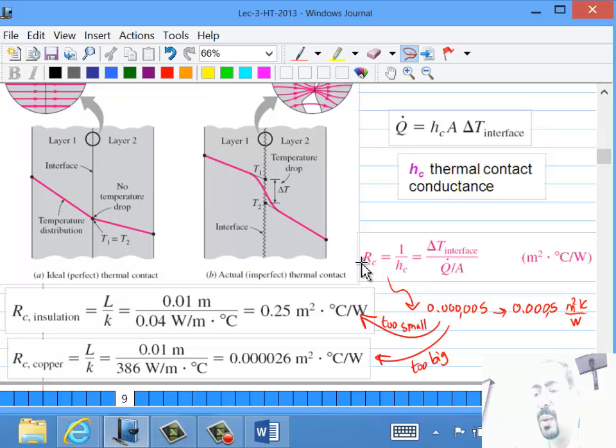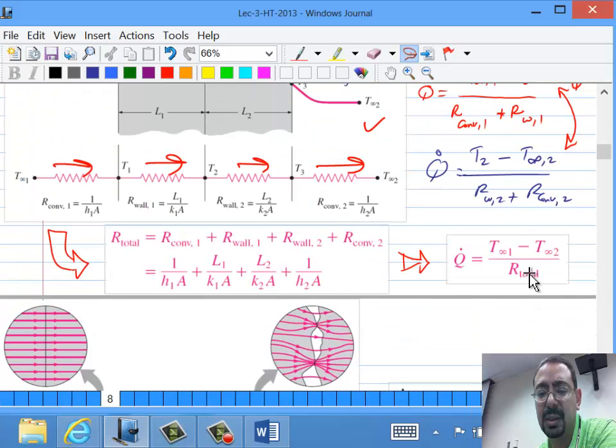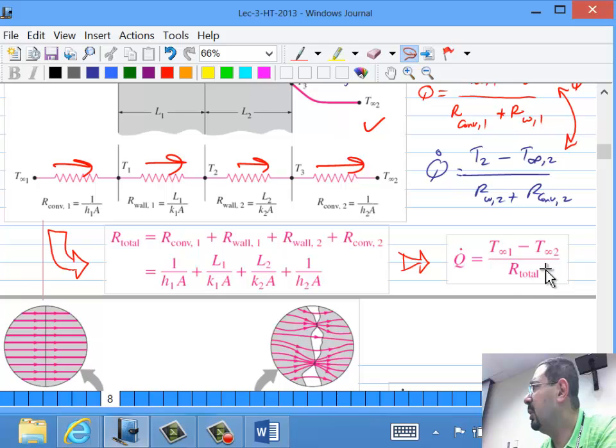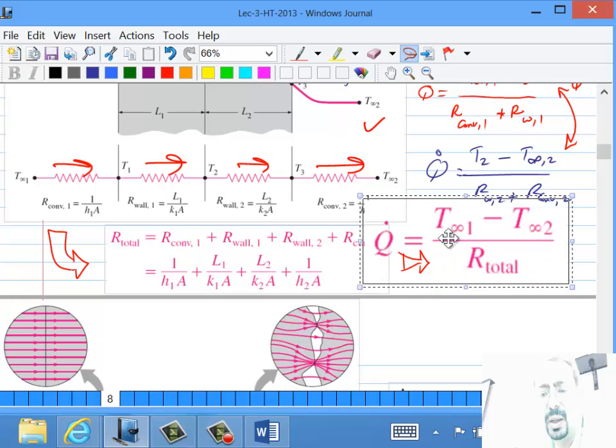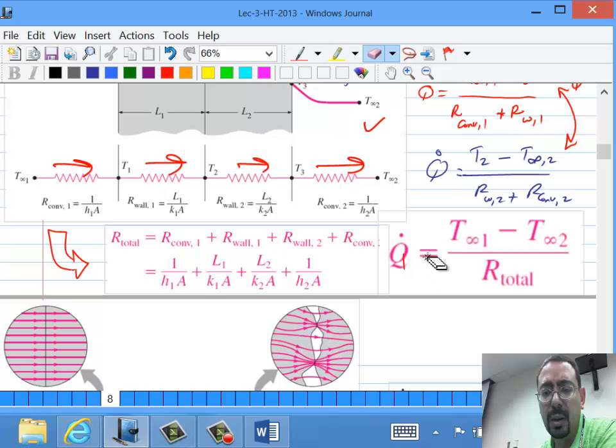So by the way, what are the units of the resistance? Can anyone tell me? Those resistances that we have been talking about, 1 over HA and L over KA, what do you think the units are? Just look here and tell me. Kelvin over watts. Say that again. Kelvin over watts. So it would be Kelvin over watt per unit area, right? Because that Q is watt per. Sorry, no, you are right. It's actually Kelvin over watt, correct? Right.